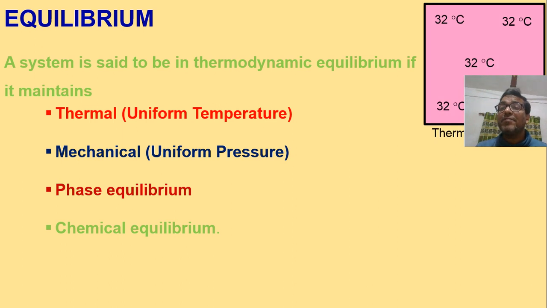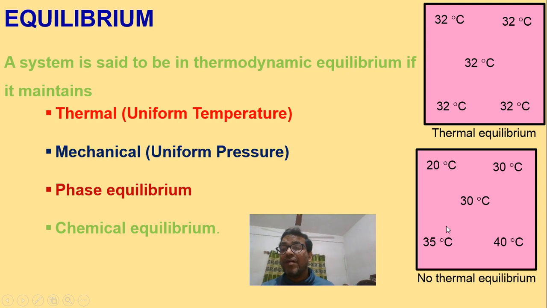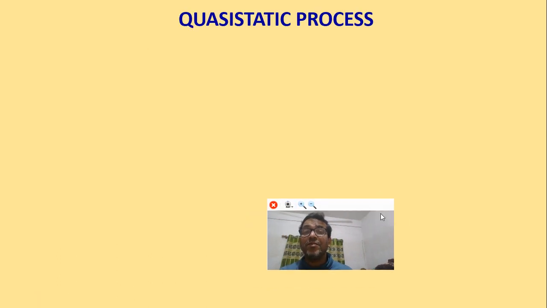Okay, so now I am giving one example of how it is changing. You see here the system is at 32 degrees centigrade. If this is a container, a thermodynamic system, then everywhere we take the temperature, we will see it is 32 degrees centigrade. But in this case, there is no thermal equilibrium. How can I say it? If the temperatures in different zones are different, like 20 degrees centigrade, 30 degrees centigrade, here 35 degrees centigrade, then there is no thermal equilibrium. We cannot see any thermal equilibrium in this system.